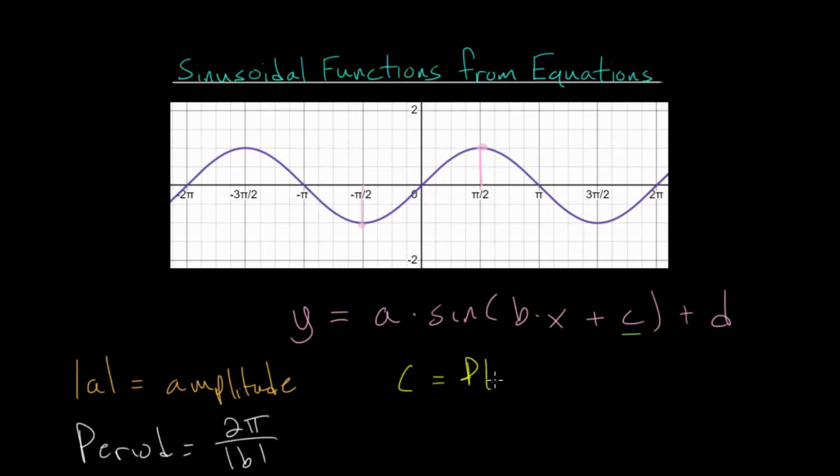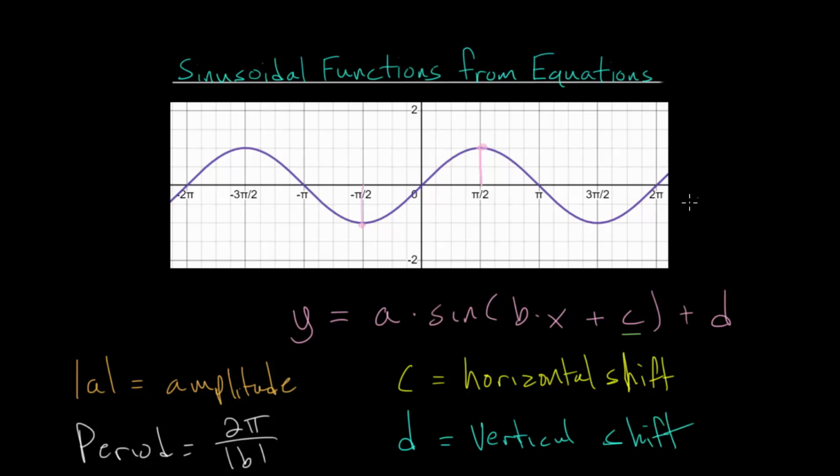And c, we haven't talked too much about, but we will cover in a later video. c deals with the phase shift. Actually, it's a little bit more complicated. So for now, I will just say this deals with a horizontal shift. It will move the function left or right, but depending on what b is, that affects this horizontal shift as well. And lastly, we had d, adding a number on the outside or subtracting. This will cause a vertical shift. If it's positive, it moves it up. If it's negative, it moves it down.